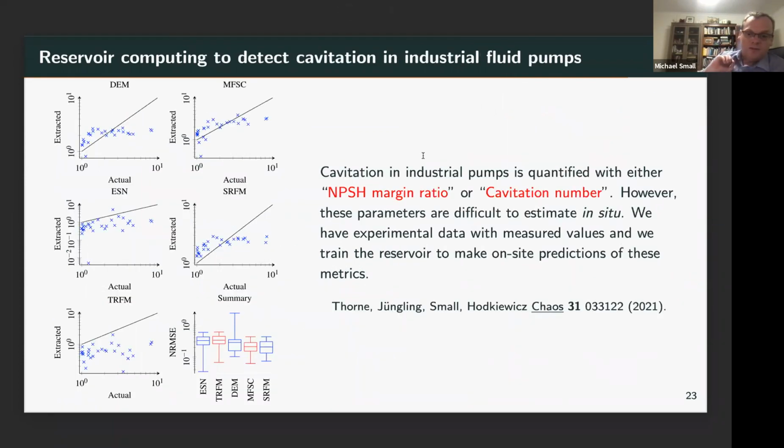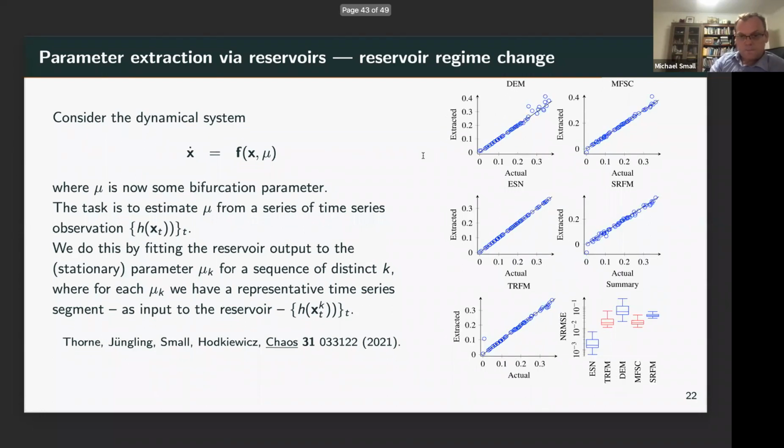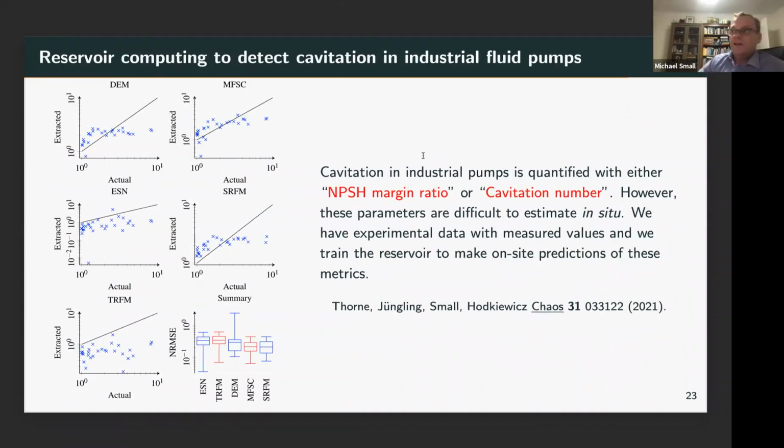So finally, we then take that to the real world, and you can tell this is the real world because with the Lorentz and the Rossler system, I got nice, beautiful straight lines. It's almost on the identity line, my prediction versus my truth. This is the real world data. So this data is an experiment that was done with industrial pumps.